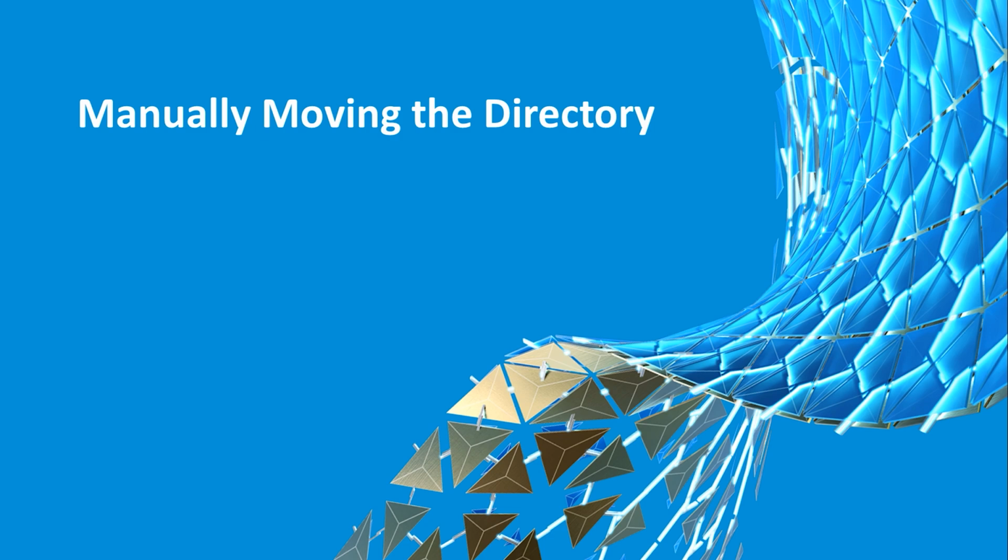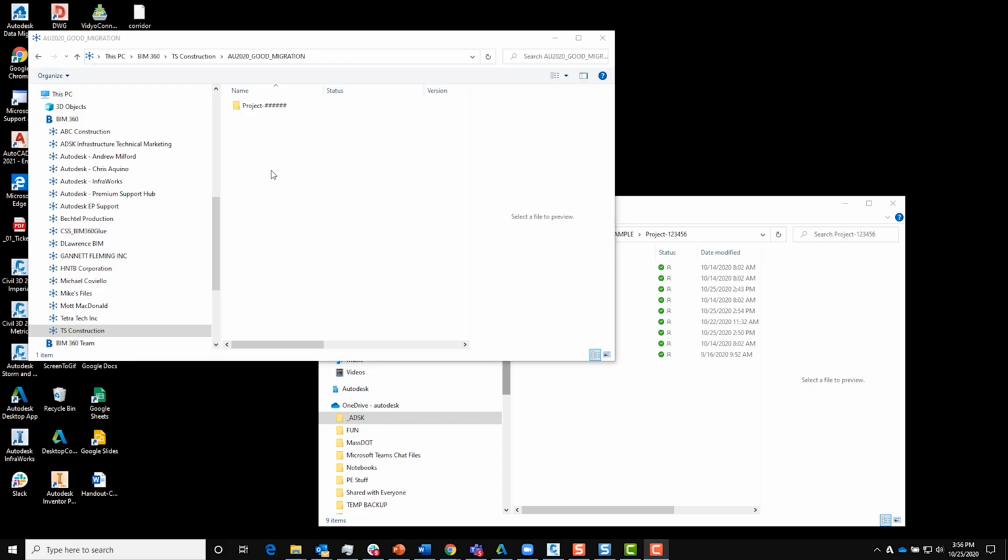Now we're almost ready to migrate this project. The first thing we're going to do is rename the new project that we created out on BIM 360. We'll go directly to the BIM 360 folder on our hard drive, and I'll rename it to match my project. Then in both folders, I'm going to go one more folder deep. So I'm looking at that next level down.